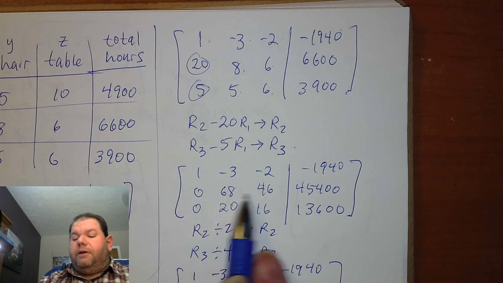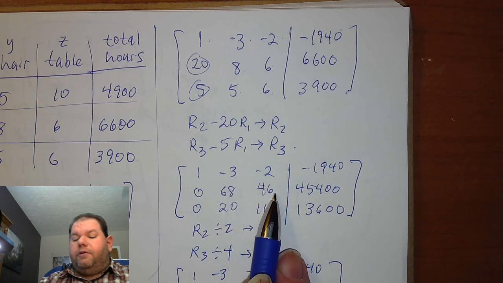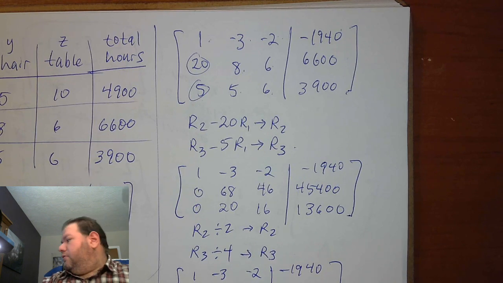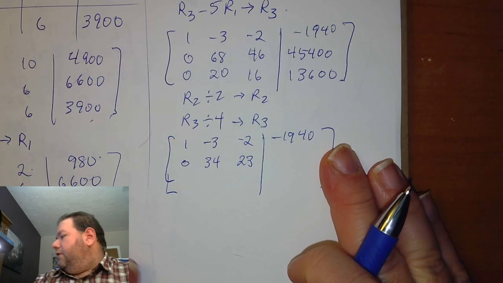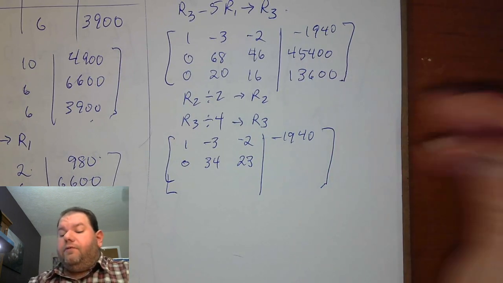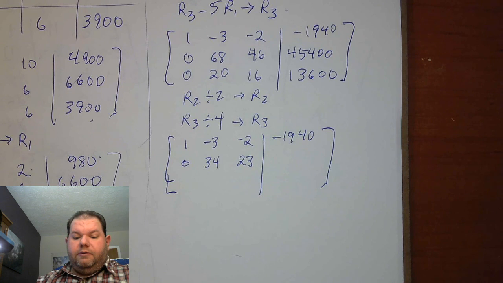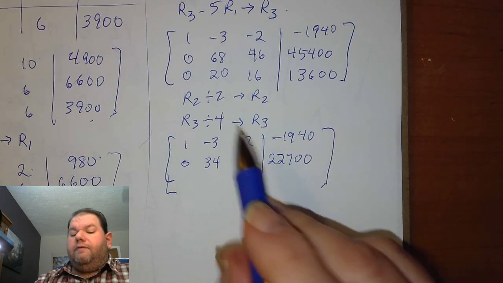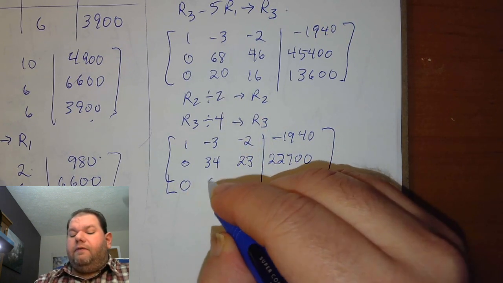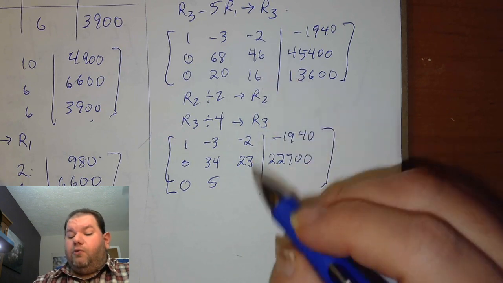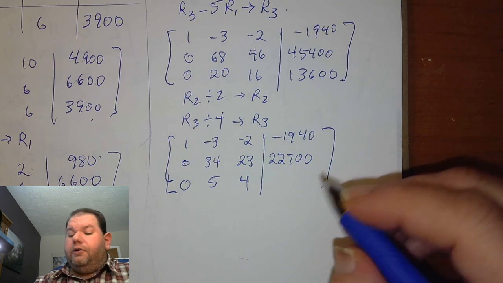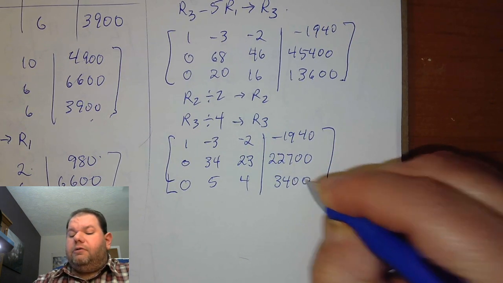So dividing this row by 2, that's 34 and 23. Oh, I'm kind of off screen, sorry. And then 45,400 divided by 2. I'm just going to do that real quick. It's 22,700. And then dividing by 4, we get 5, 4. And 13,600 divided by 4 is 3,400. Okay.